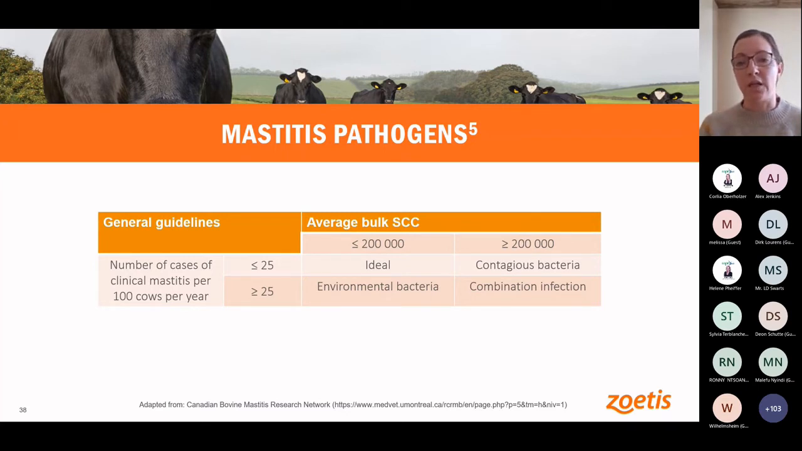But if the somatic cell count is lowish but the clinical mastitis cases are high, once again, we're looking towards environmental bacteria. If the somatic cell count is high but the number of clinical cases is not that high, you might be looking at a contagious bacteria. And then if both are high, it's either a combination infection or you might be dealing with one of those chronic mastitis cases.